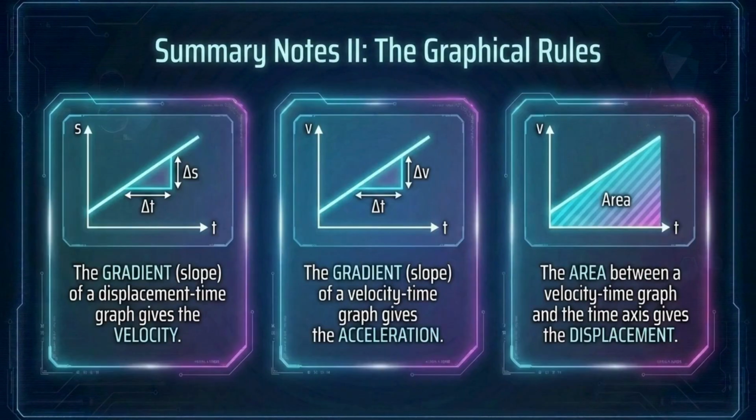To wrap up our graphical analysis, here are three golden rules to remember. First, the slope of a displacement versus time graph gives you velocity. Second, the slope of a velocity versus time graph gives you acceleration. And third, the area under the velocity versus time graph gives displacement. This is the fundamental connection between the graphs and the physical quantities they represent. Keep them in mind and you will be able to interpret any motion graph.